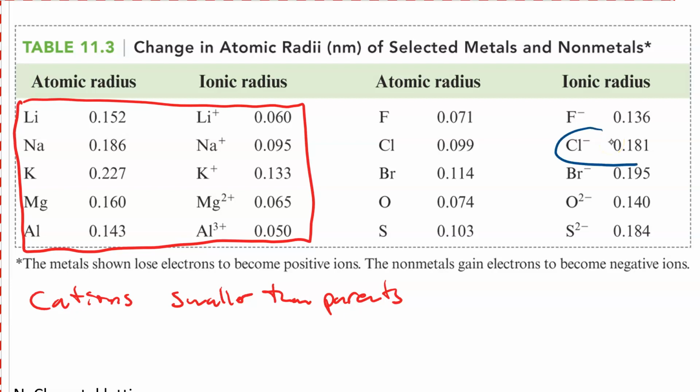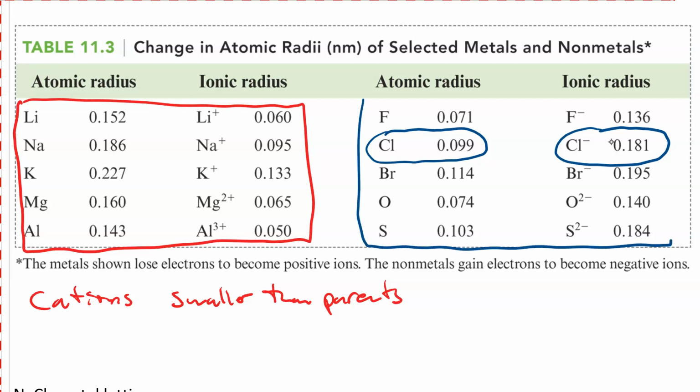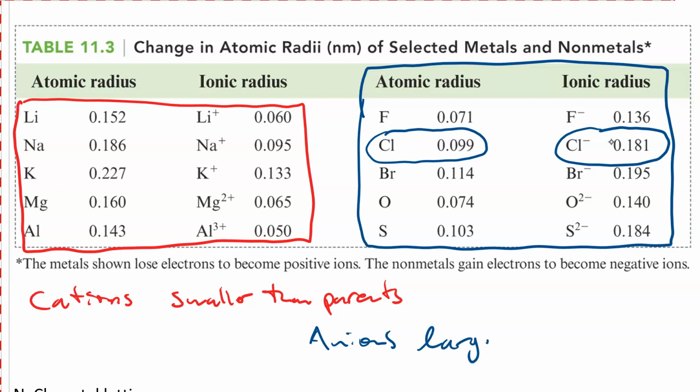Look at the anions. A chloride ion that has gained an electron has an ionic radius of 0.181 nanometers, and the chlorine atom has an atomic radius of 0.099 nanometers. The atom is smaller than the ion. This is true for all of these anions. Anions are always larger than their parents.